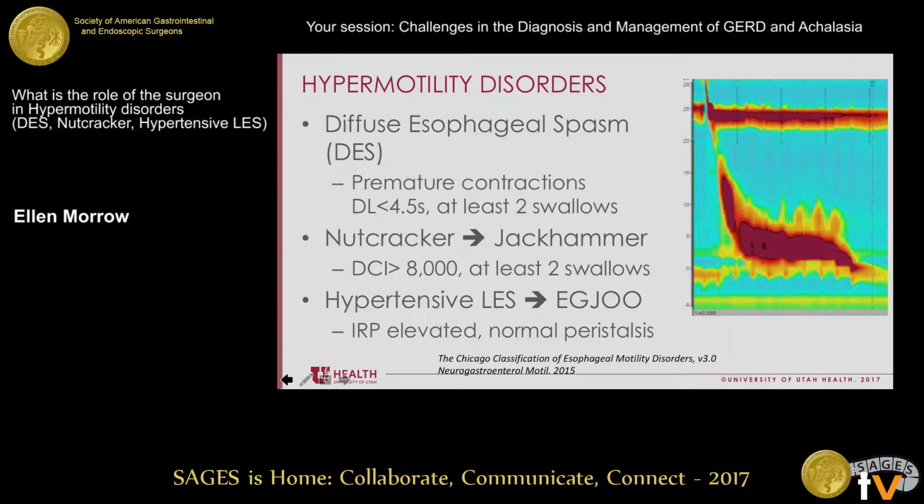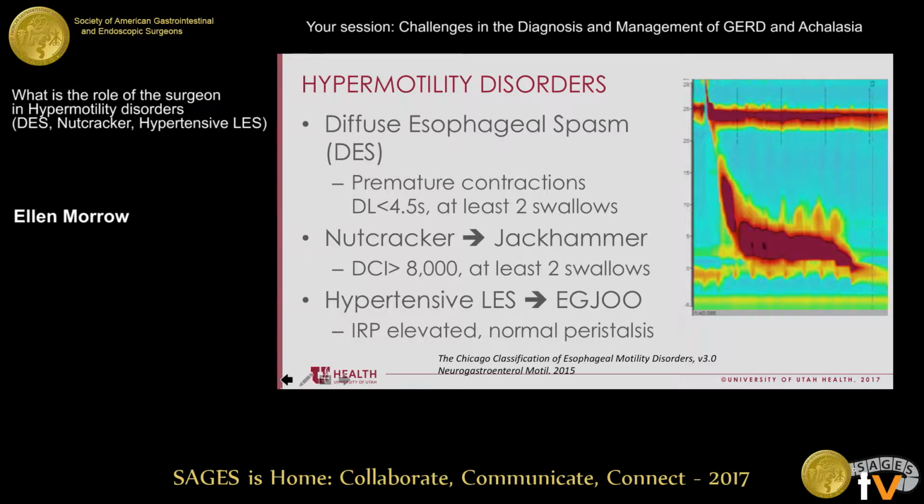And just to go into that in a little bit more detail, diffuse esophageal spasm is diagnosed when you have at least 2 swallows out of the 10 swallows in the study that are premature or spastic contractions. And the measurement we're using to look at that is called distal latency. A hypercontractile esophagus, which again has been called nutcracker and is now probably more commonly called jackhammer under the Chicago classification, is defined with hypercontractile or high-amplitude swallows.